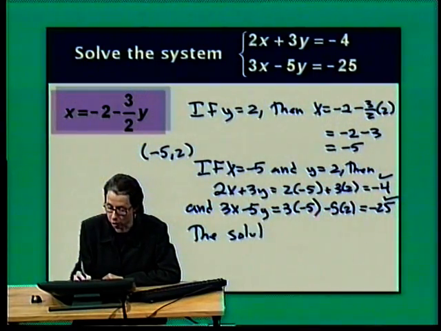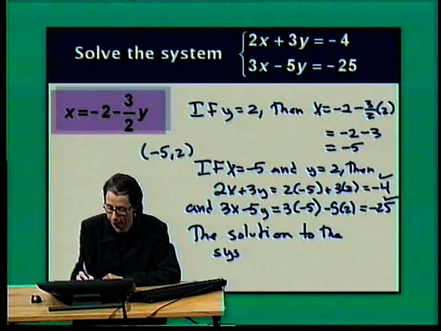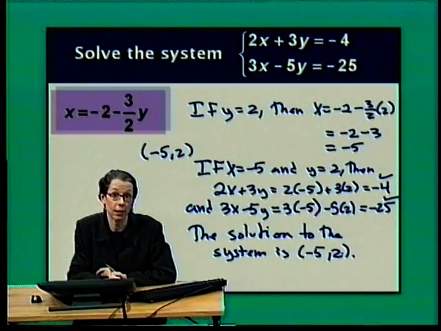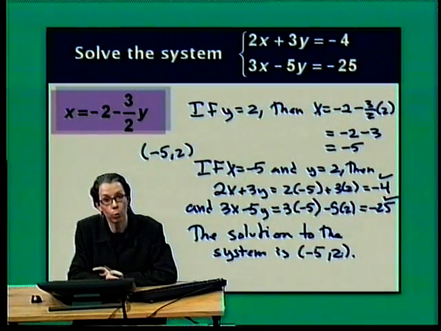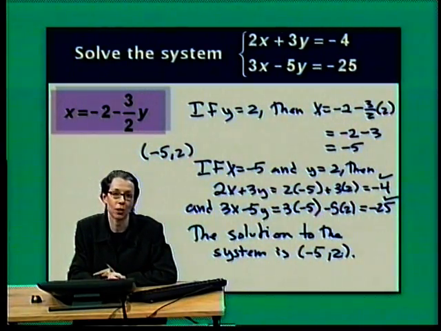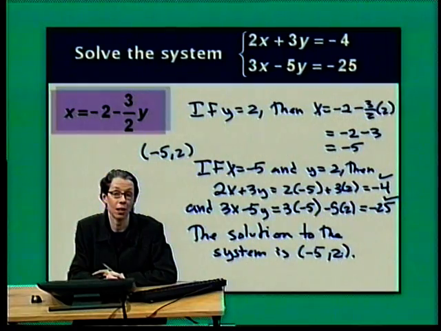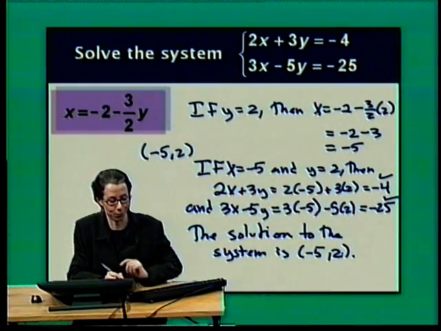So the solution to the system is the ordered pair negative 5, 2. Now let me just say something about this problem. We were able to solve it using the method of substitution, but we introduced a lot of fractions in the problem. Candace is going to show you another method that we could use in this situation, which might be a little bit easier than substitution.